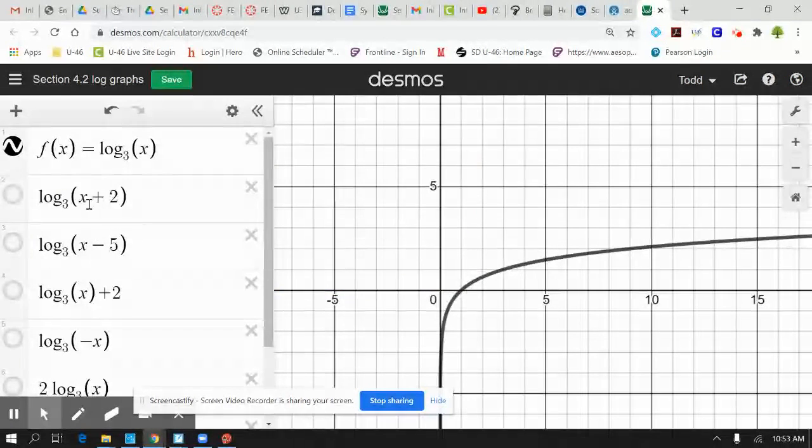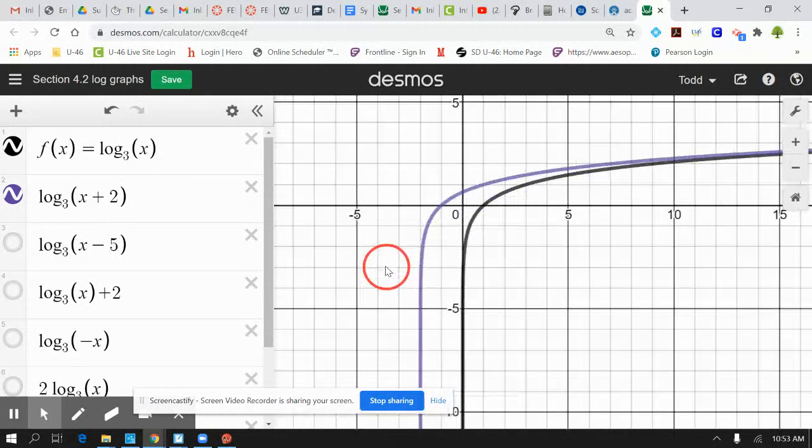All right, what transformation is going to occur here? This x plus 2 is going to take this and shift it to the left 2. Notice this also changes the vertical asymptote. Now for the purple function, the vertical asymptote is x equals negative 2. It still has a range of all real numbers, but its domain is from negative 2 to infinity.